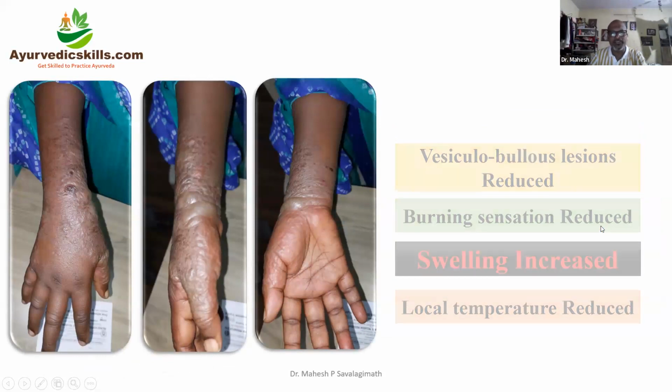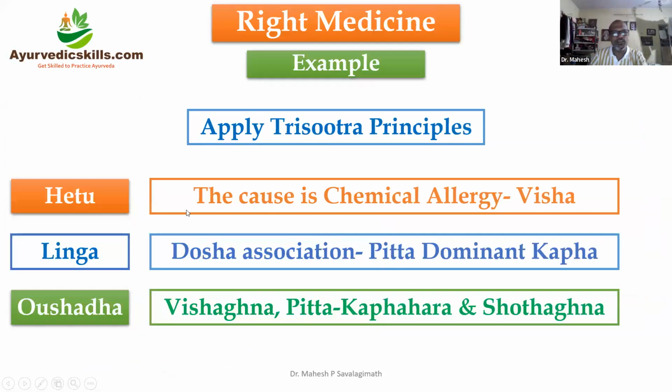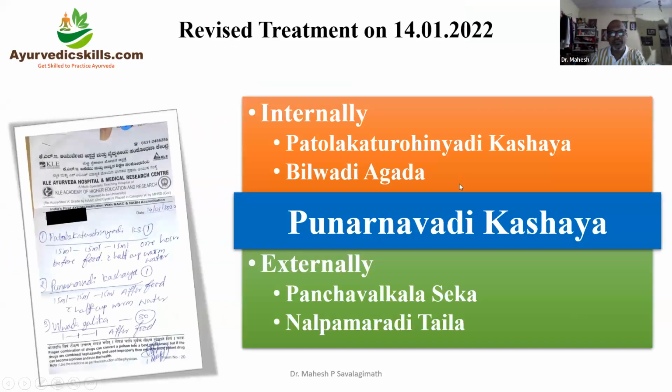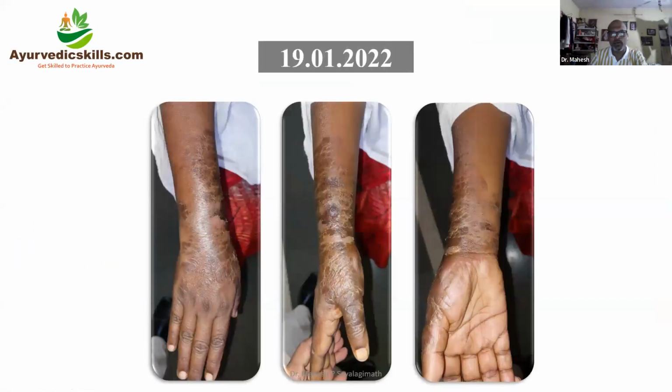So we kept everything the same. Here the chemical allergy is still persisting and the dosha is Pitta dominant. Now the patient is having Shota, so Vishagna, Pitta Kaphahara and Shotagna Chikitsa. If we teach our students this way, that is more than enough. We are treating the Hetu and also the Linga, and we are selecting the medicines intelligently. So Shotagna is to be added. We added Punarnavadi Kashaya. You can see the outcome.